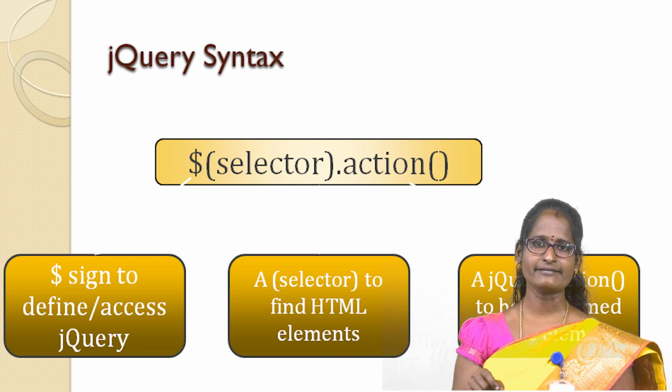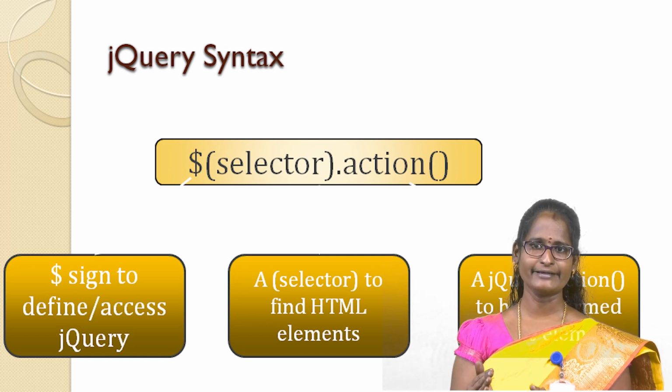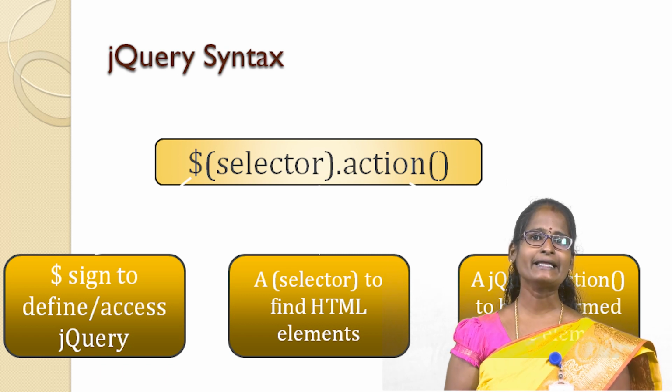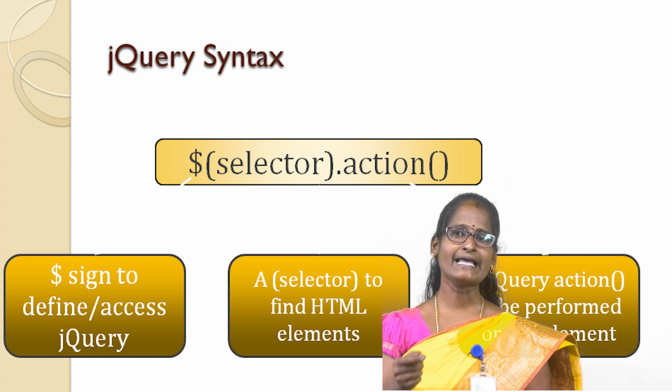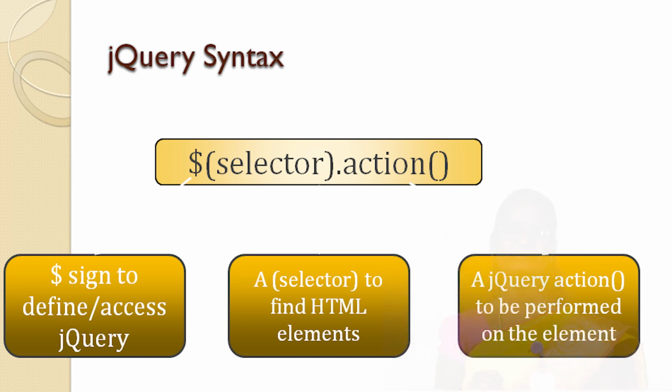We can write the syntax $(selector).action(). The dollar sign is used to define and access jQuery. Then the selector is used to find HTML elements. The action is what to perform on the elements.